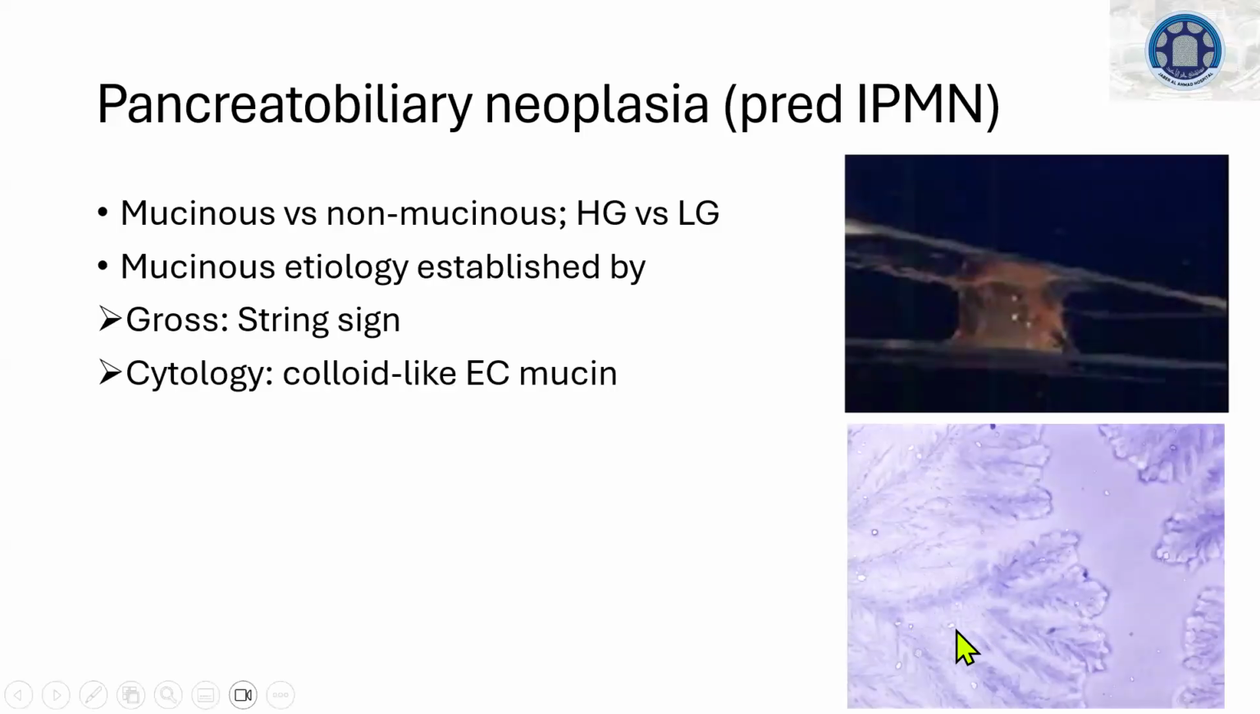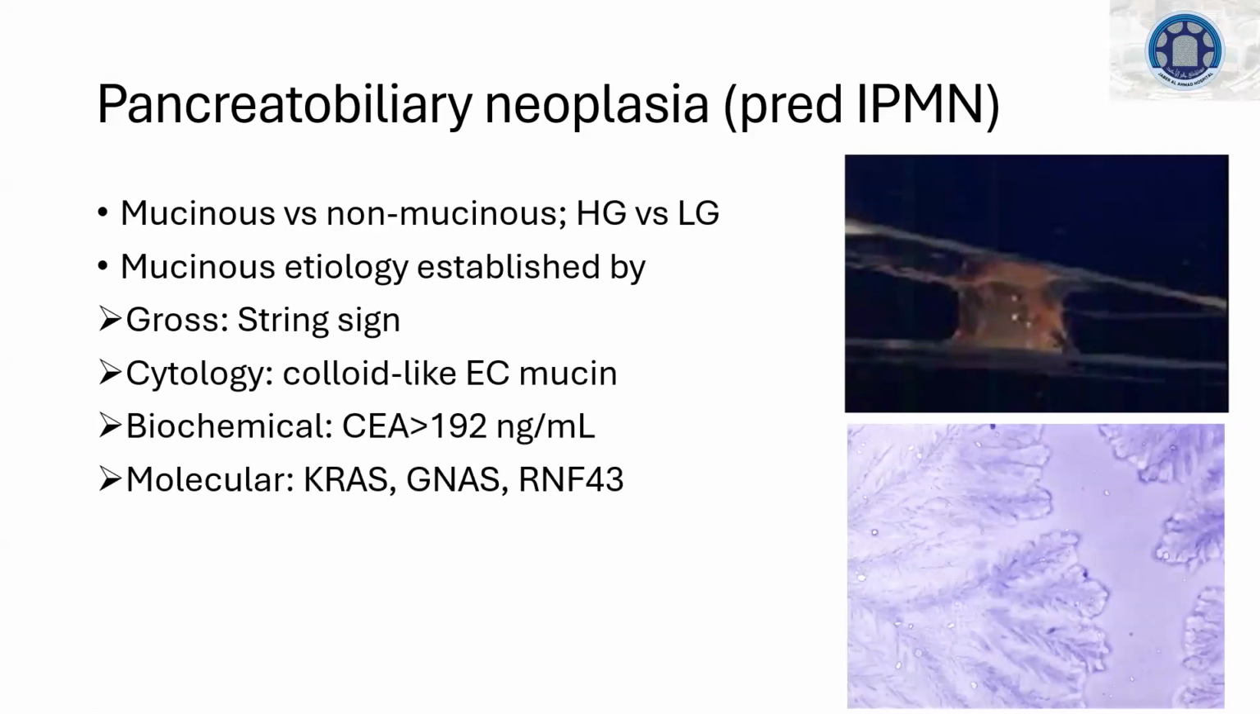Once you establish that it is a mucinous cystic neoplasm, the next thing you have to do is to determine whether it is low grade or high grade. And you have to do a biochemical analysis. The CEA cutoff is 192. It has to be above 192. And then if you have the facility, you can do molecular testing, KRAS, GNAS, and RNF (ring finger), to determine whether it is MCN, IPMN, low risk or high risk.